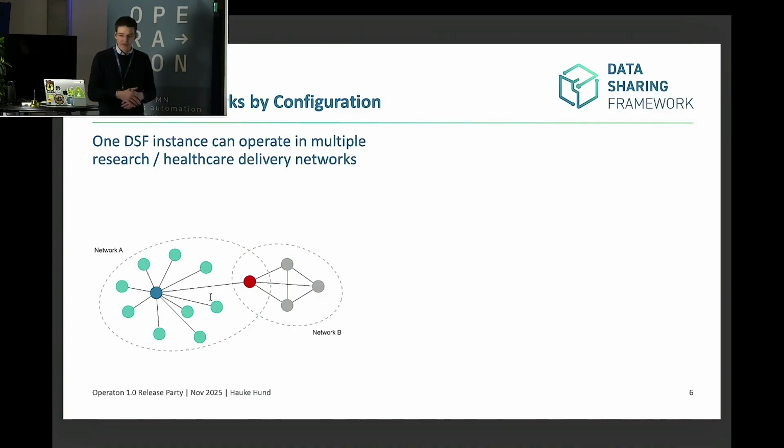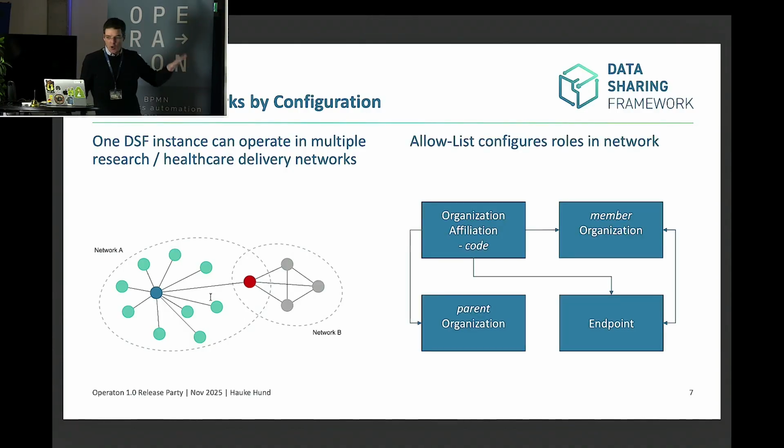Or you could also, at the same time with your instance, be part of more of a peer-to-peer network where organizations send medical data to each other, or medical data is sent from one organization to the next, and so on. And what we can do in our application is configure this topology via our allow list. I won't go into details here. If you are interested, I have a URL for you at the end.